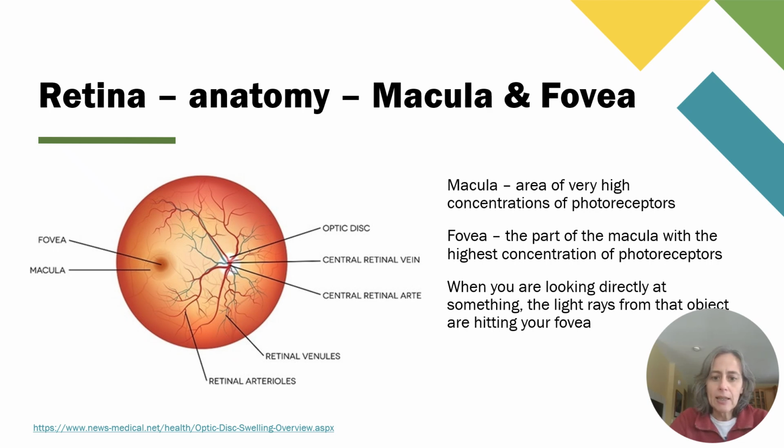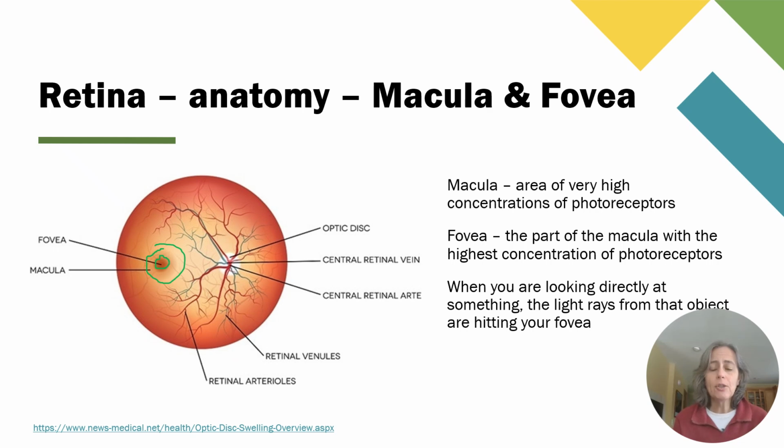So the macula is this region over here, fairly circular. And then the fovea is right in the center of it. So the macula is the part of our retina that has the most densely concentrated photoreceptors. So we have lots and lots of photoreceptors in this region, and most especially in the fovea. So it's designed so that whatever you are looking directly at, those light rays of the object that you are focusing right on are hitting your fovea.